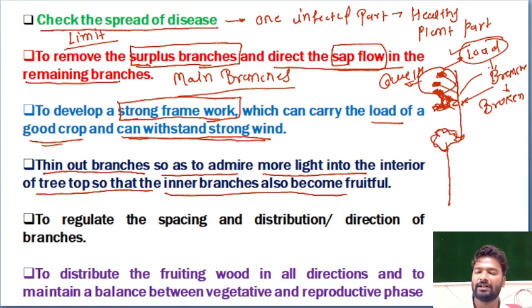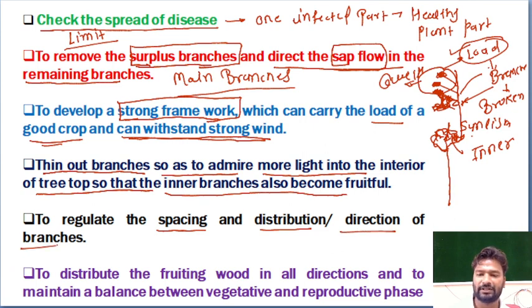This is a tree plant. If we thin some portion, then the sunlight can penetrate into the interior of the top, and the inner branches also become fruitful. So this is also one of the motives of the pruning process: to regulate the spacing, distribution and direction of branches.